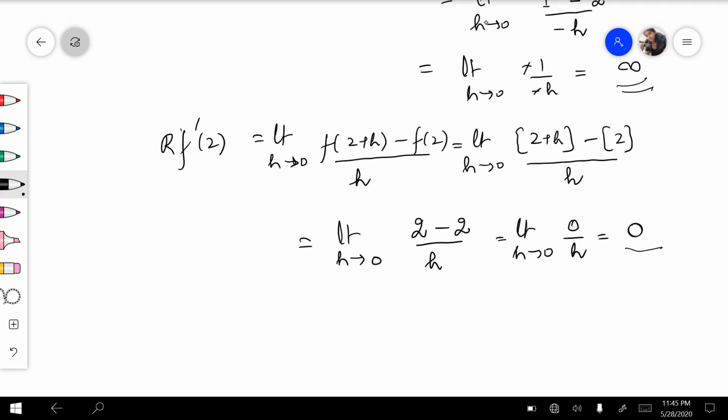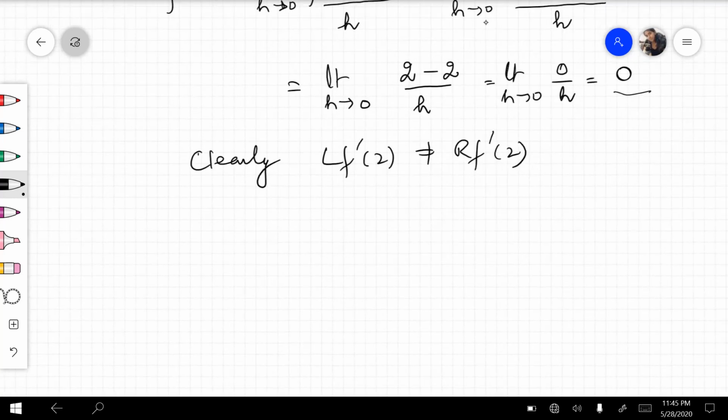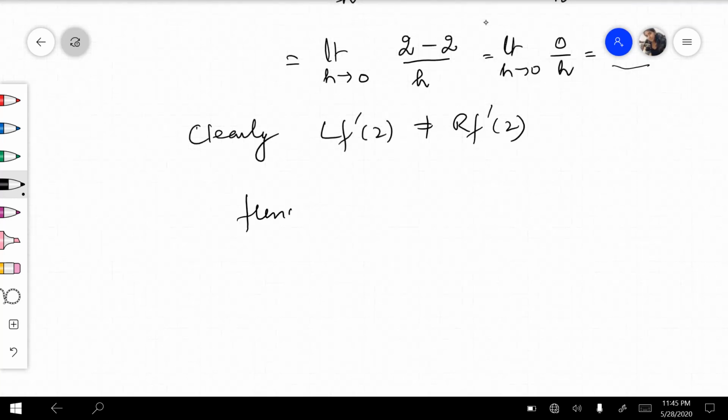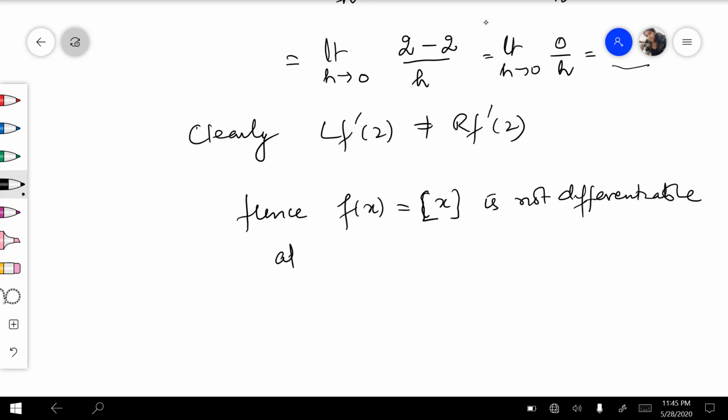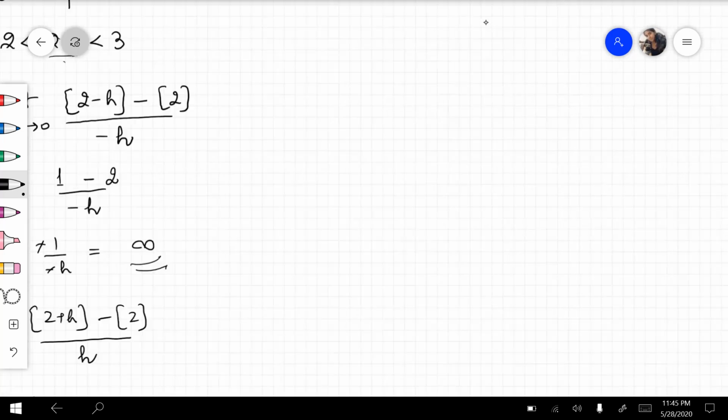That means the left hand derivative at 2 is not equal to the right hand derivative at 2. Hence, f of x equals the greatest integer value of x is not differentiable at x equals 2. Now, let's take another question.